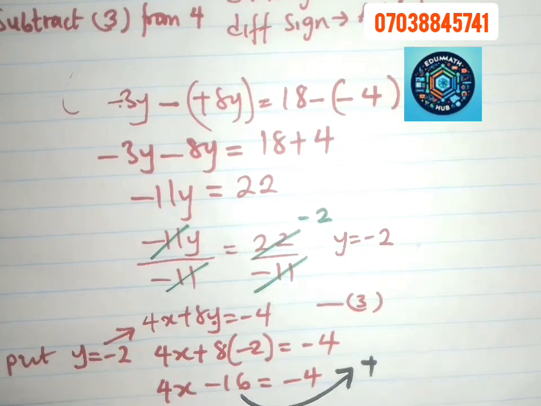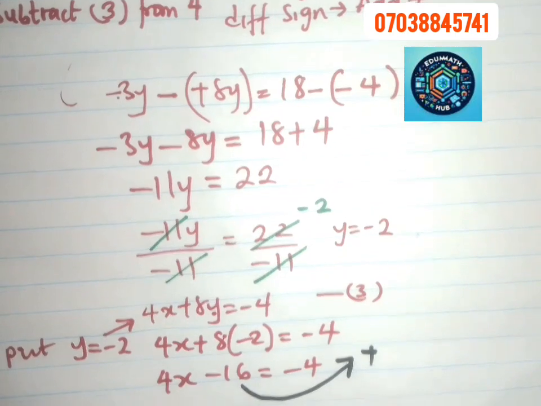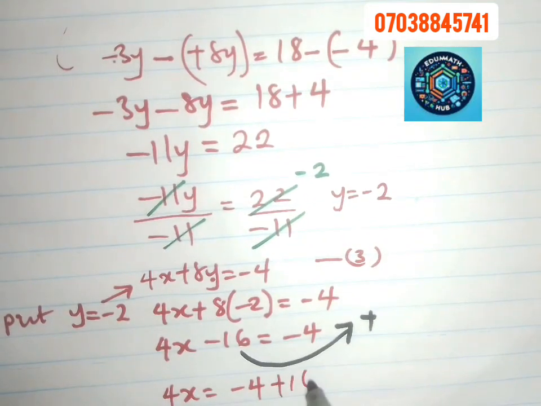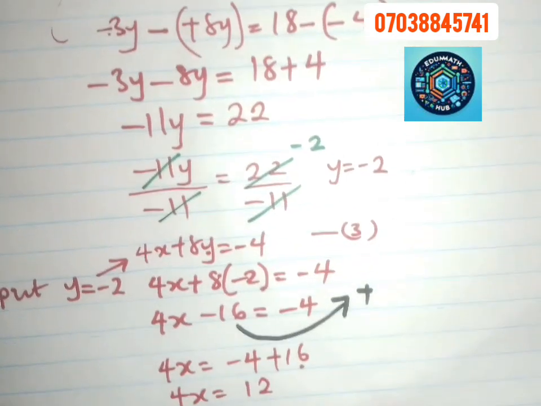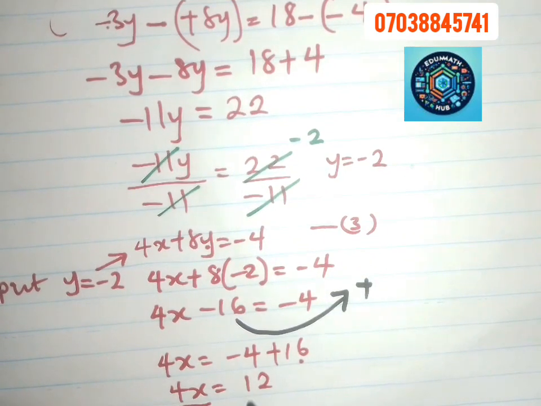So if you do that, you have 4x is equals to minus 4 plus 16, which will give you 4x is equals to 16 minus 4, that will give you 12. Then you divide both sides by 4, then you get x is equals to, so when you cut this out like this, 4 in 12, that will give you 3. So the value of x is 3.